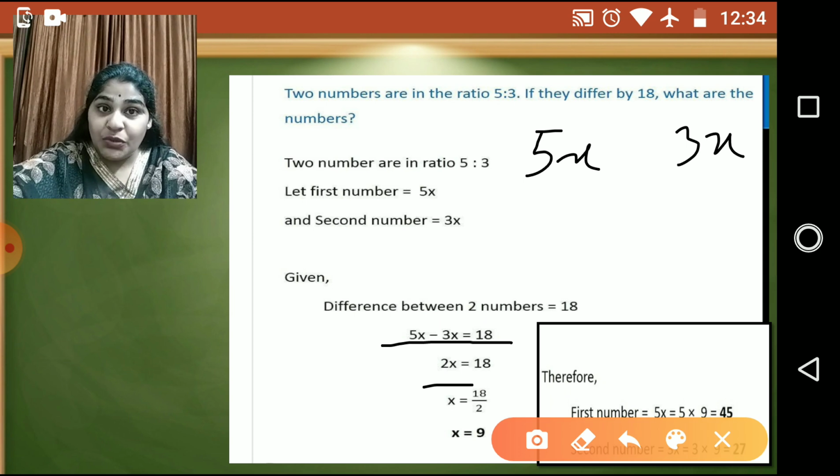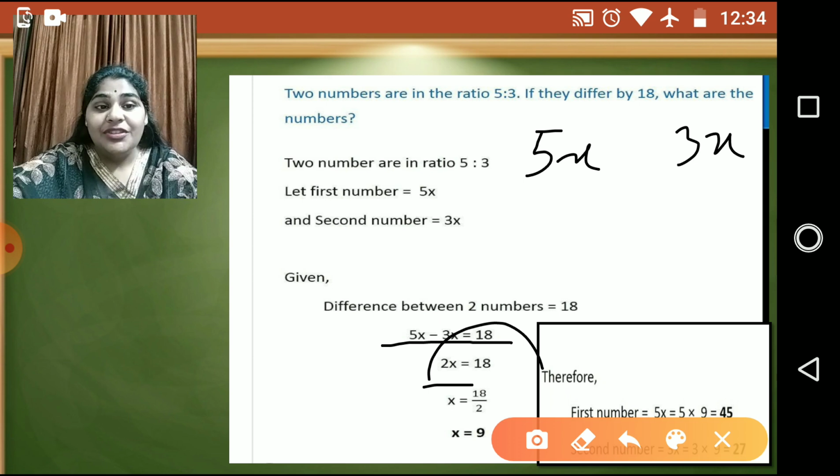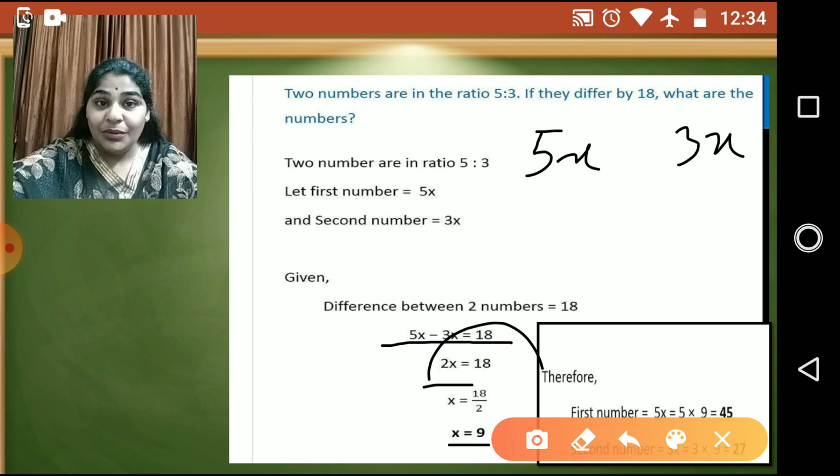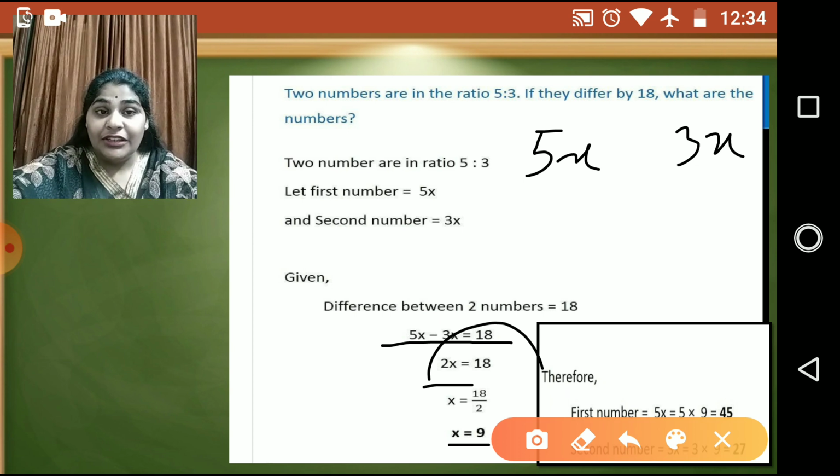Along with the x, 2 is present, which we are going to transpose to the other side, children. So x is equal to 18 divided by 2. That is nothing but x is equal to 9. So this is how you are going to solve. So now you got the value of x. Now you should see what is asked.